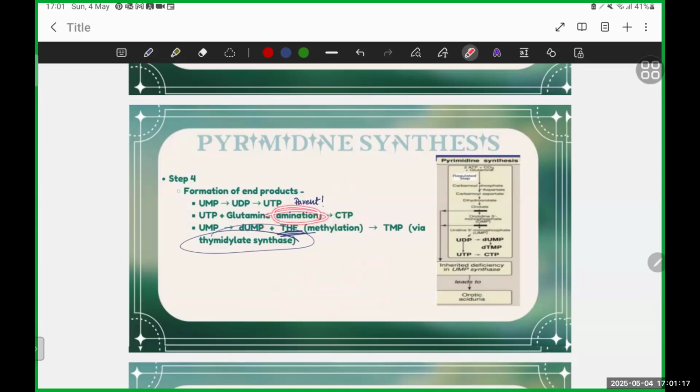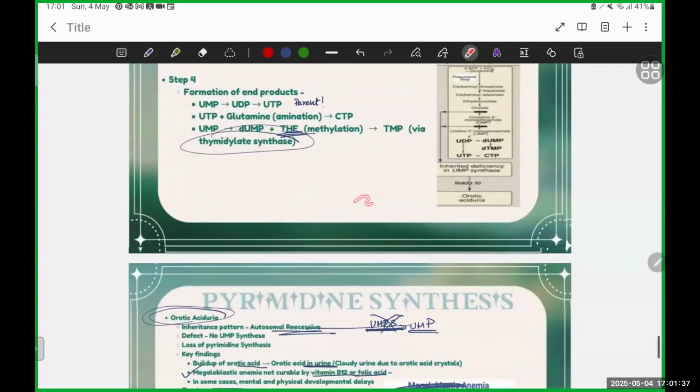If you add an amino group, CTP. Add a methyl group, thymidine. And for thymidine, you need THF, right? Again, remember, T. Just keep correlating stuff. And you need this enzyme, an important enzyme, because there is a drug that inhibits the enzyme.